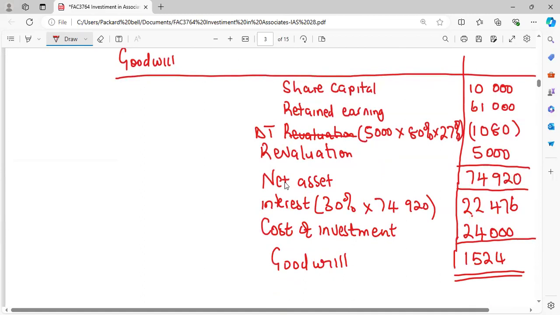Right, any question before we move to the next part? If there is anyone who needs clarification on this goodwill.